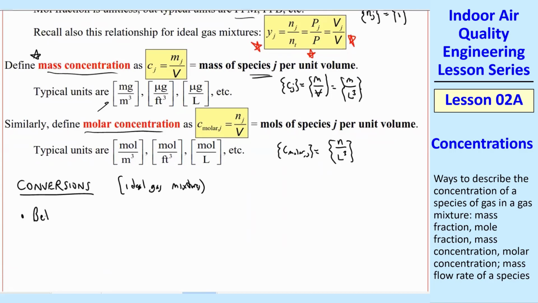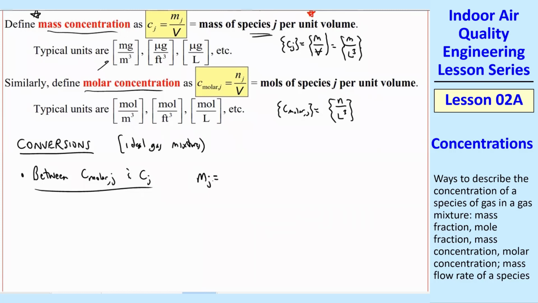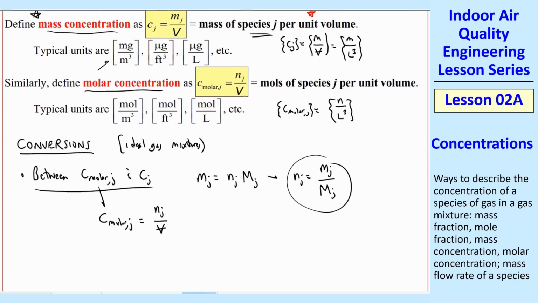So the first one will be between C molar J and Cj. These are lowercase c's, so in other words, molar concentration and mass concentration. So how do we do that? Well, this one's pretty easy because we know that by definition, mj is Nj times capital Mj, and from that we get Nj is little mj over capital Mj, and we know our molar concentration C molar J is defined as Nj over V. We have that right up here.